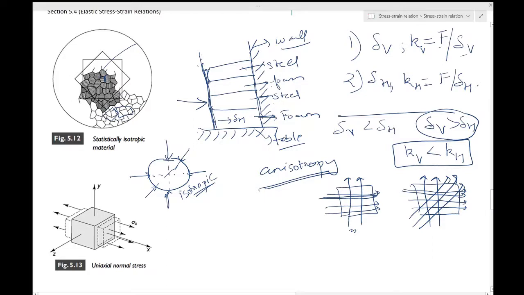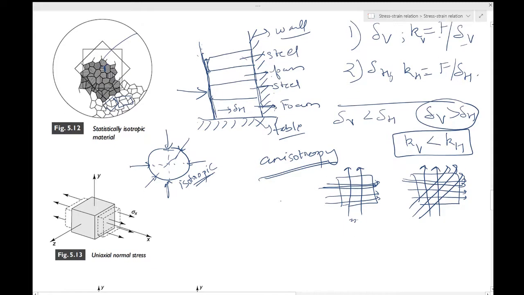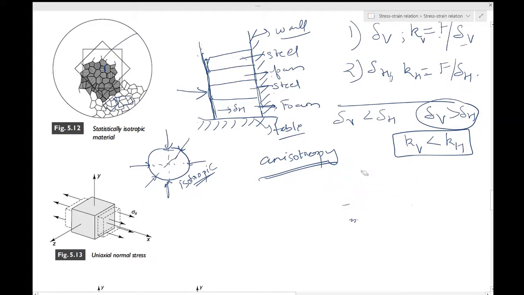Now let's move ahead and say this. Let me just remove this part.